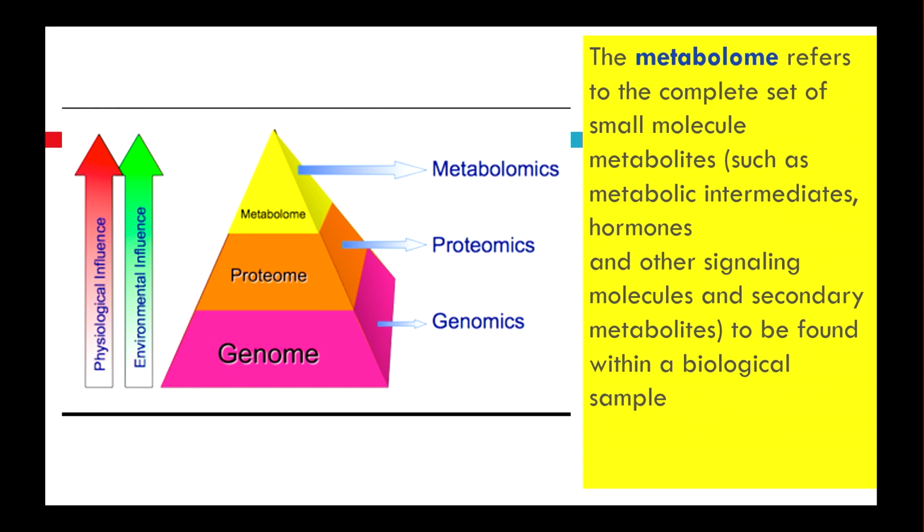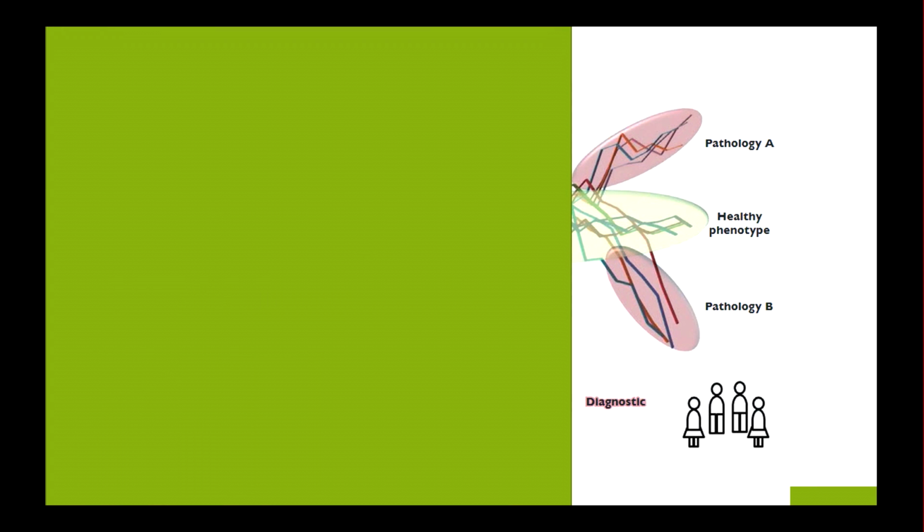So the metabolome refers to a complete set of small molecule metabolites, such as metabolic intermediates, hormones, and other signaling molecules, and secondary metabolites to be found within a biological sample. If you take a look at this tetrahedron right here, you could see that the farther you move away from the genome, the more you could see the physiological influences and the environmental influences on the client or on yourselves. So this is an overarching summary of health optimization medicine.